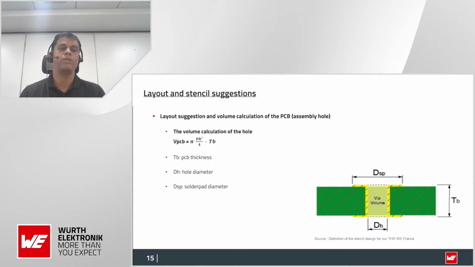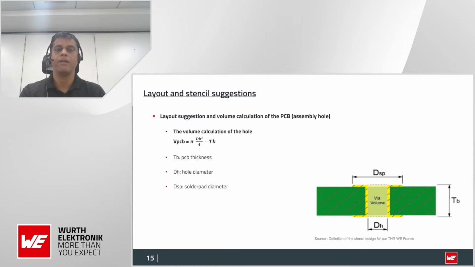This is a formula. Normally, when calculating, the hole volume V_PCB equals pi times DH square divided by 4 times TB, where TB is the PCB thickness, which we discussed is normally 1.6 to 2.3, and DH is the hole diameter, which you can see at the bottom of the PCB, and DSP is the solder paste pad diameter. These values you can get because you are the designer. You can calculate how much you want, and based on that, we can calculate.